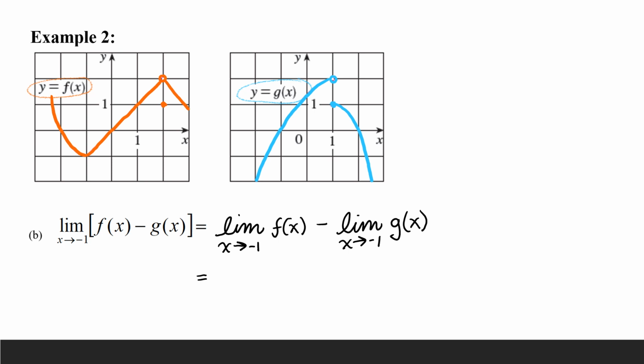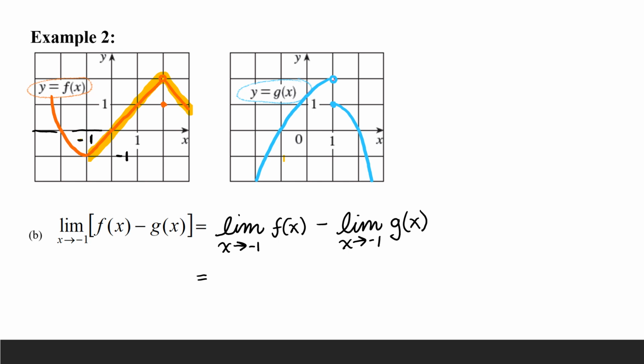Okay, now that we've used our limit law to rewrite this, we can evaluate each of these limits. So let's start by finding the limit as x approaches -1 of f of x. Okay, so -1 is right over here. We'll take a look at our right and left hand limits. Approaching from the right, as x approaches -1, it appears that f of x is approaching -1.